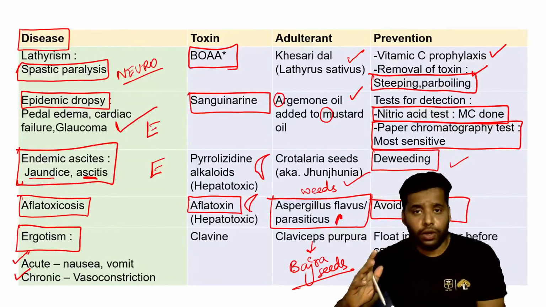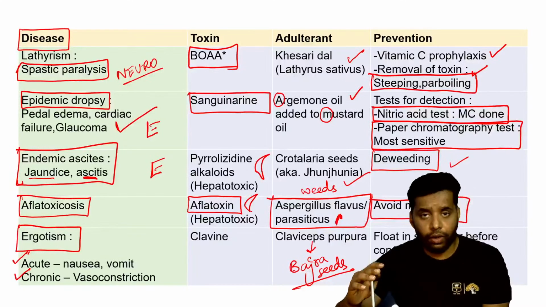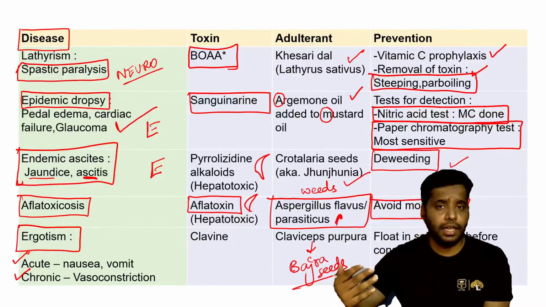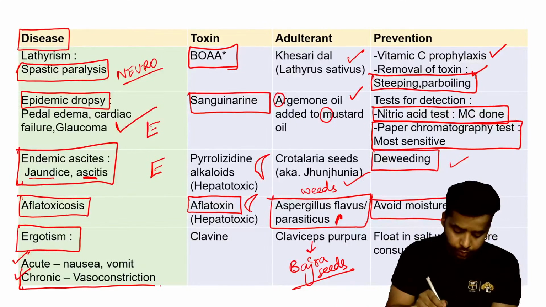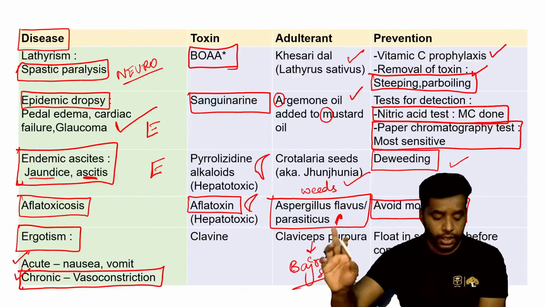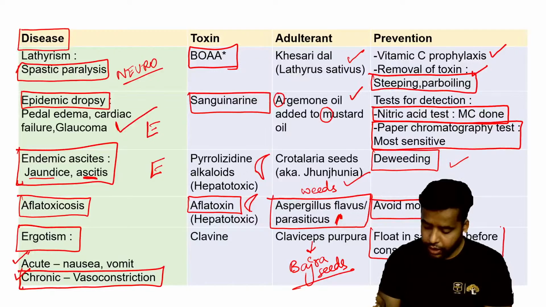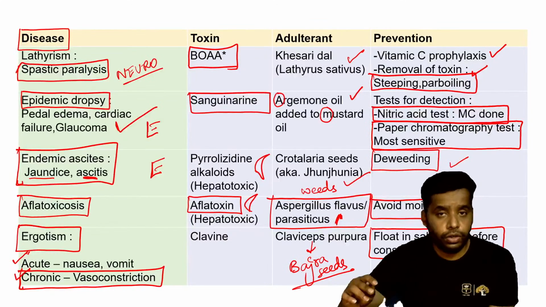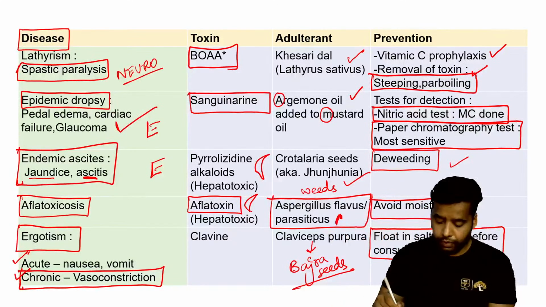But later, long-standing consumption can lead to vasoconstriction, Raynaud's phenomenon, pain, tingling, numbness, all these things will happen. That is chronic ergotism. So how do we separate that fungus? It is floating in salt water. Salt flotation technique: float in salt water so that the fungus will separate. 20% salt water is important.